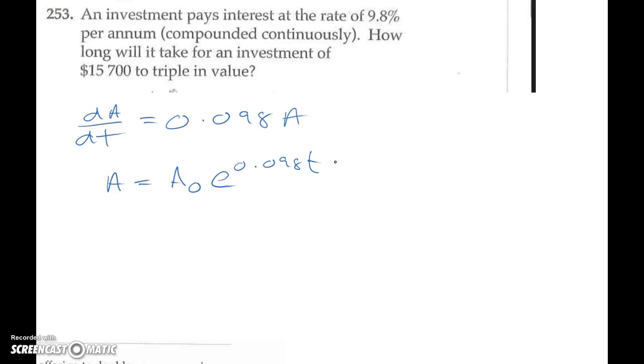My second part is to substitute in the values that I had. Now, I'm going to be a little bit tricky, and I'm not going to work out what triple the value is. I'm just going to say the amount that I'm wanting it to equal is 3 times 15,700, and you'll see why in a minute. My initial value that I put in was 15,700, e to the 0.098t. Now, I'm trying to solve for t.